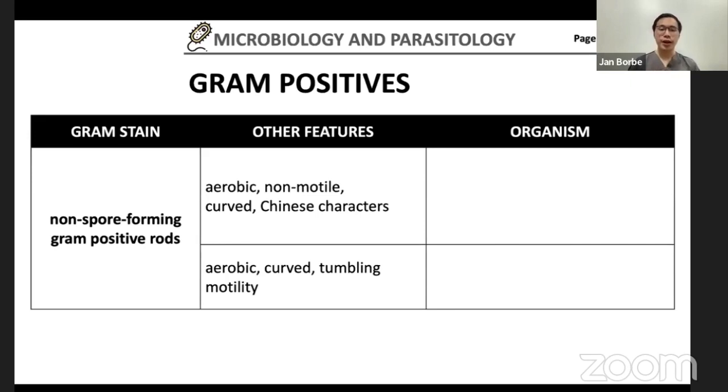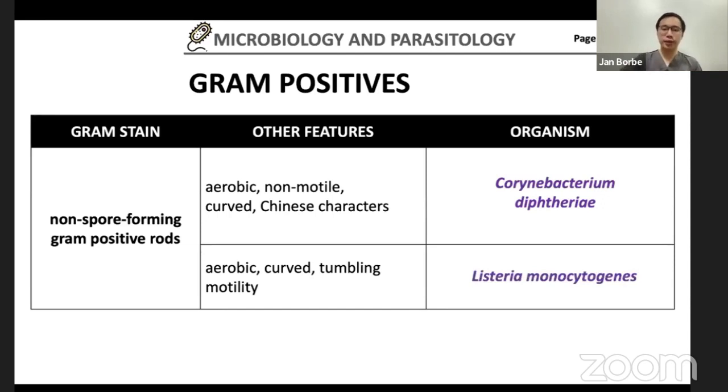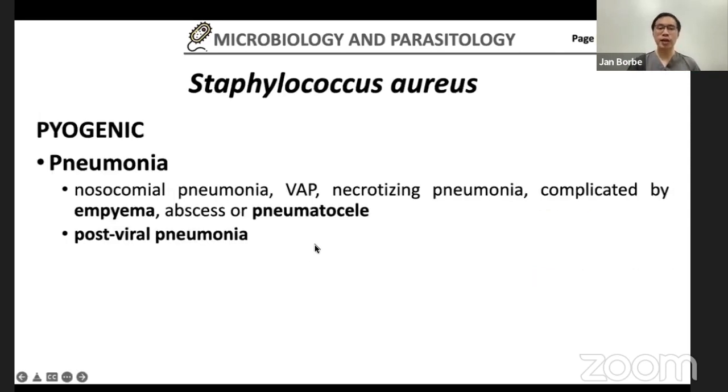Let's try to answer. Aerobic, non-motile, curved Chinese characters. So you have Corynebacterium diphtheriae. Kapag aerobic, curved with a tumbling motility, that's none other than your Listeria. Okay, so later pag-usapan natin in more detail. So pag-usapan lang natin yung highlights or the key features of each organism, no?